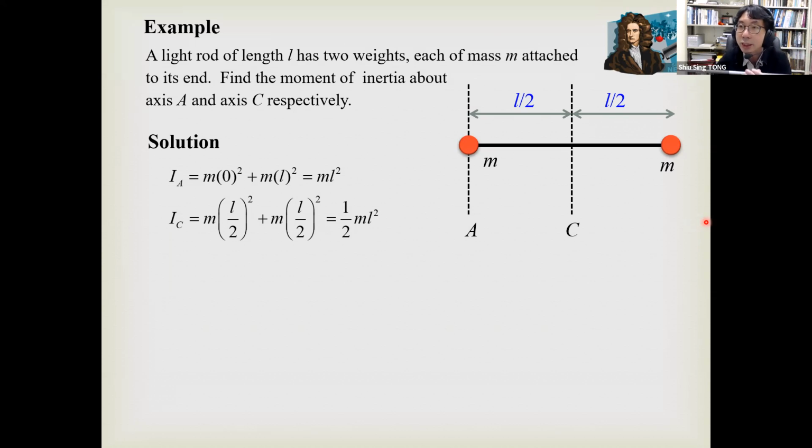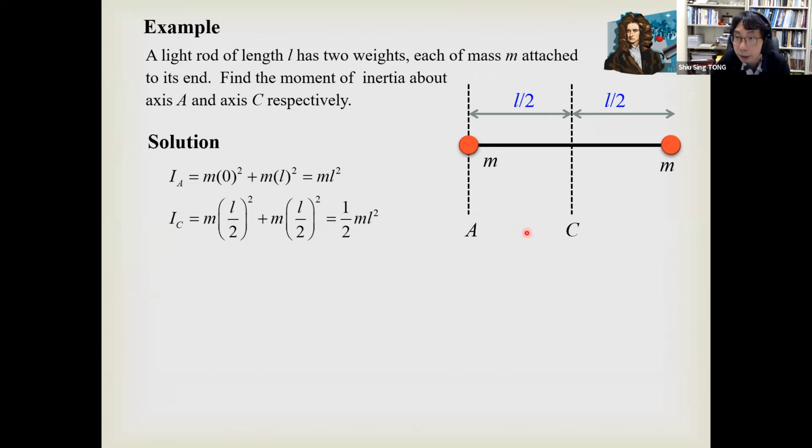But I can also consider a rotation about the axis C, which is at the center. Now I imagine I have an axis at the center of the rod, and it's perpendicular to the rod. So when the object rotates about the center, it rotates like this. Okay.